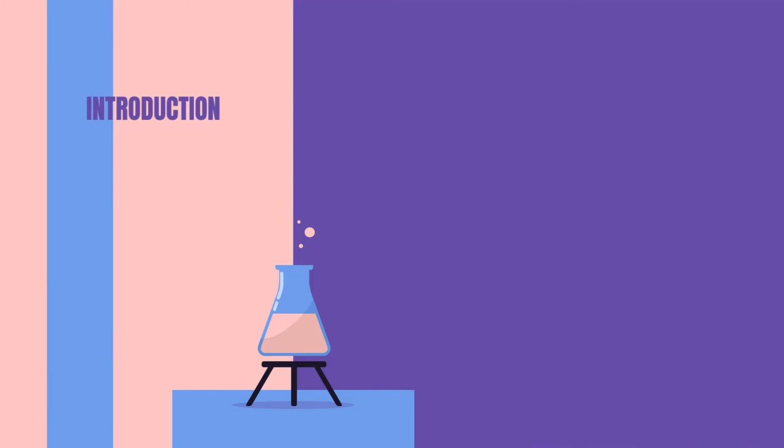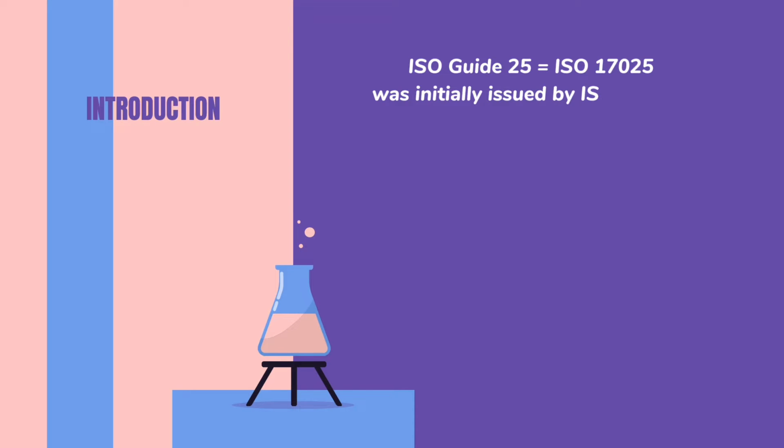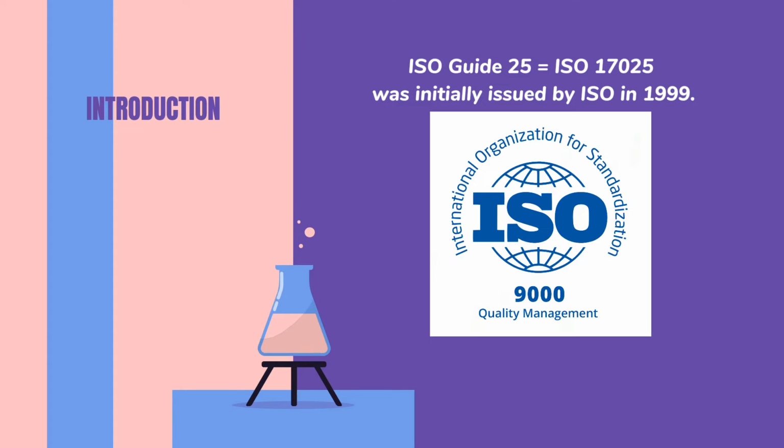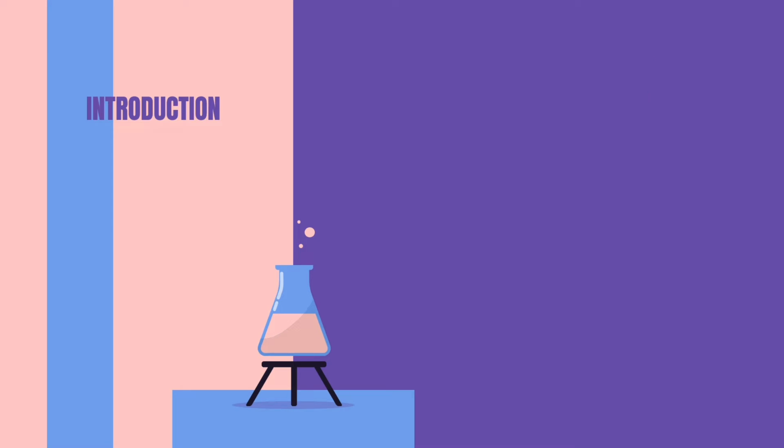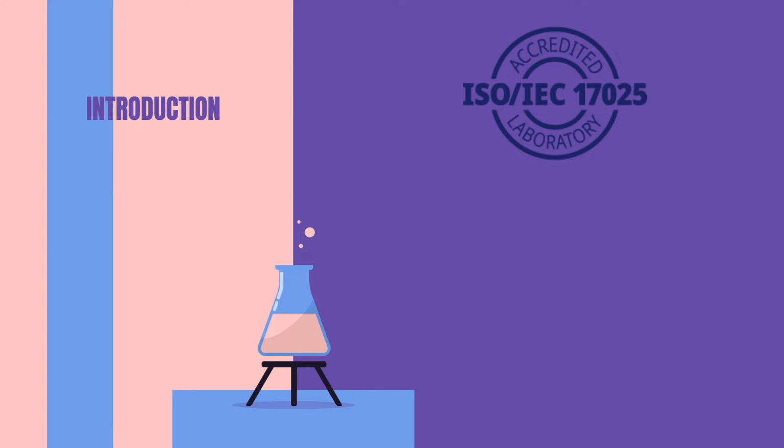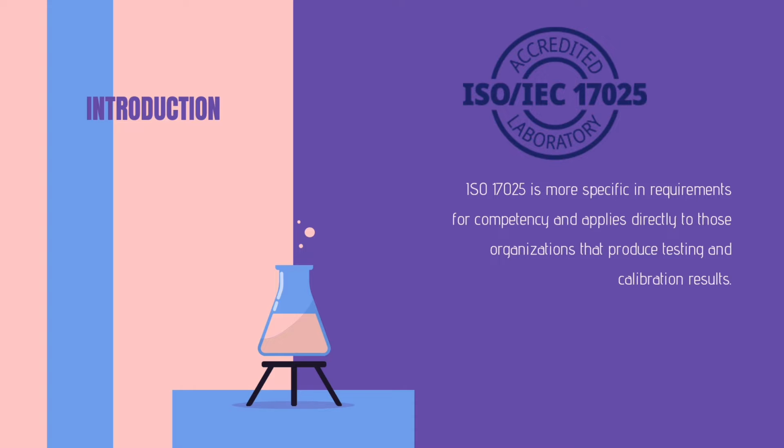Originally known as ISO Guide 25, ISO 17025 was initially issued by ISO in 1999. There are many commonalities with the ISO 9000 standard, but ISO 17025 is more specific in requirements for competence and applies directly to those organizations that produce testing and calibration results and is based on more technical and management requirements.